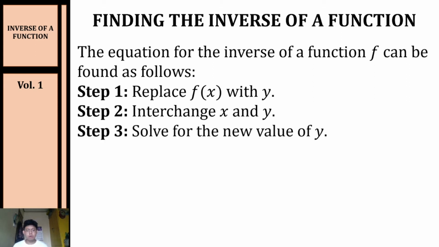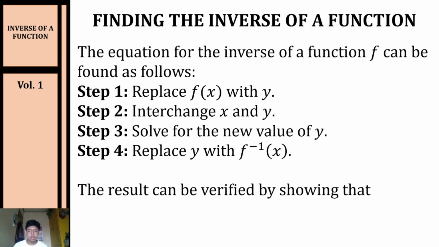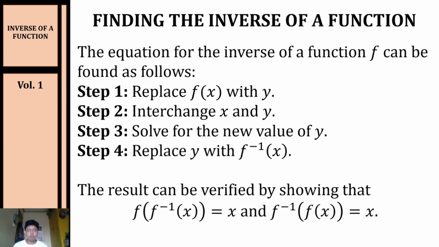Third step is for us to solve for the new value of y. So we will isolate the variable y and place it in one side of our equation. Then after isolating the variable y, we will replace it with the inverse function notation. To check if we got the correct inverse function, we will do the composition of the function and the inverse of that function. And the answer should be equal to x. And now let's have some examples in finding the inverse of a function.